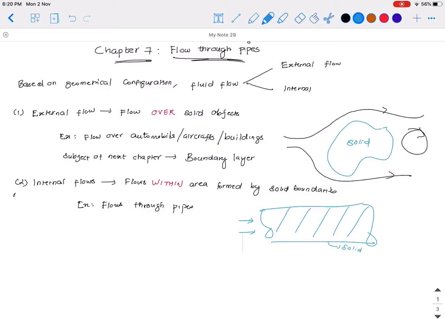Flows through pipes and flow in gas turbine engines, for example, are internal flows. Other examples are blood or air flow within our body. We can give many more examples. For example, pipes in various hydraulic systems, or flows within pipes in various machines or vehicles carrying hydraulic liquids, are examples of internal flows.